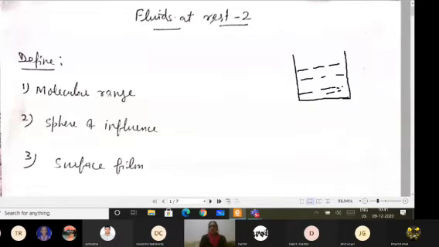Dear students, we are talking about fluids at rest in continuation only. In previous classes we have discussed Pascal's law. We have taken the liquid at rest in any container, meaning we are not giving it any motion, we are simply keeping it at rest. Then pressure at any point, of course, we can find by the height of the liquid.